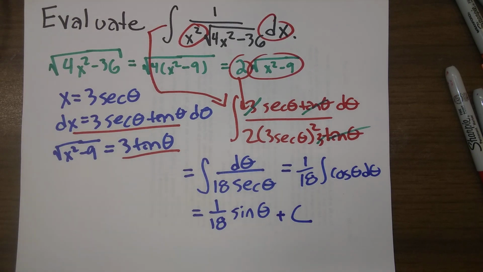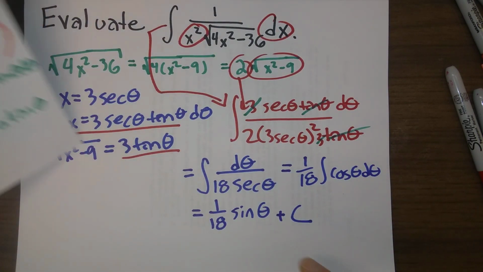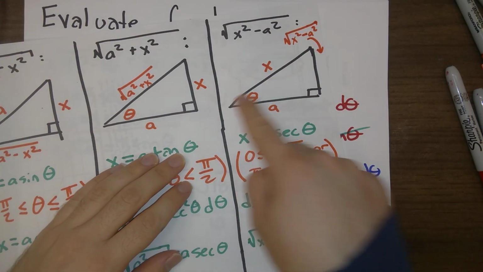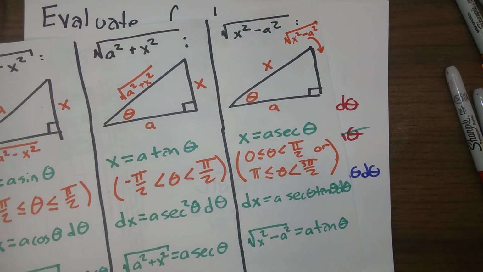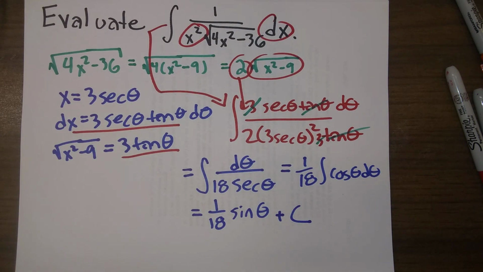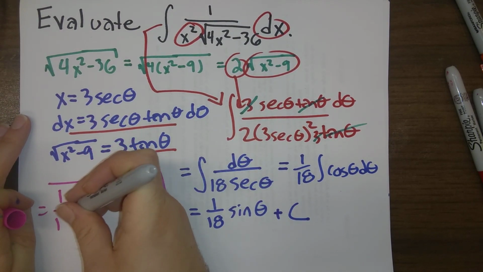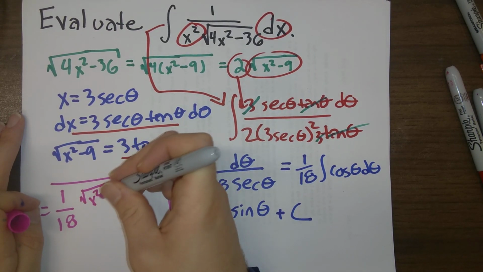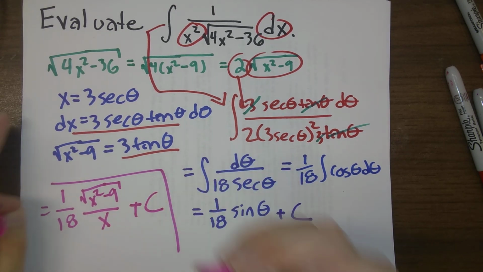Now we have to go back in terms of x. So we take a look at our triangle here, and we want sine theta. Sine theta would be this over this, so the square root of x squared minus 9 divided by x. So that is going to be our final answer: 1 over 18 times the square root of x squared minus 9 divided by x, plus c.